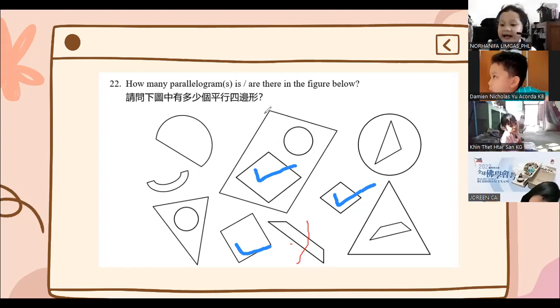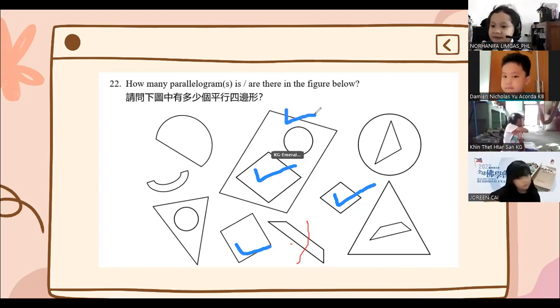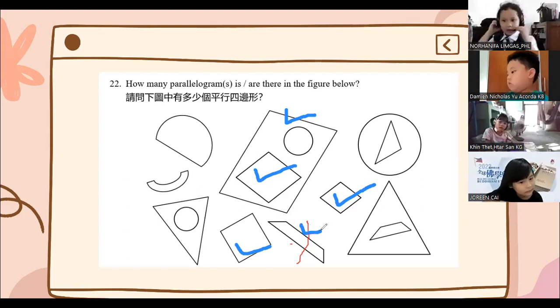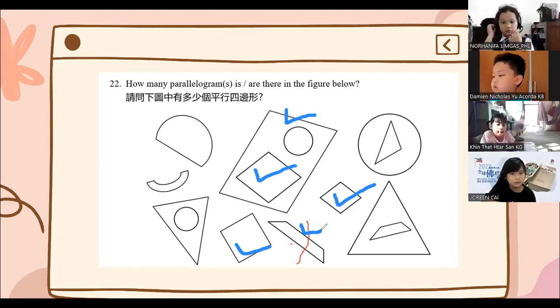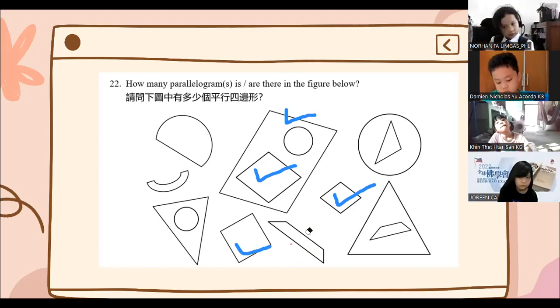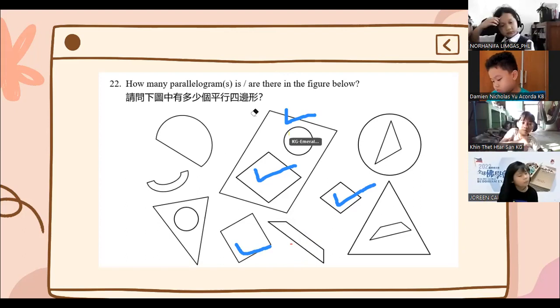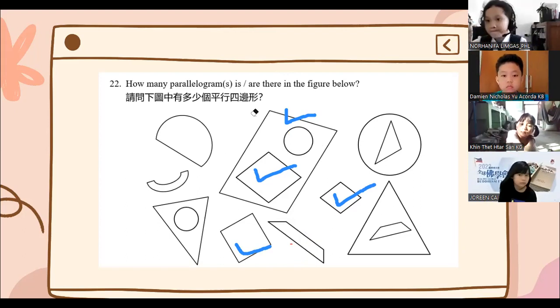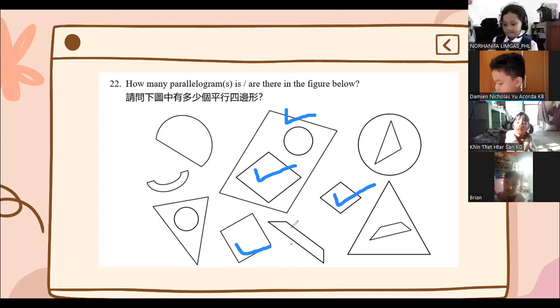Four. Okay, how about this big one that the teacher exampled earlier? It is also a parallelogram, right? Yes. Okay, what else? How about this one? Is this a parallelogram? Yes. No, no. Four sides. Is it? 1, 2, 3, 4. It has 4 sides, but are there 2 pairs of parallel sides to that? No. How do you do the parallel again?